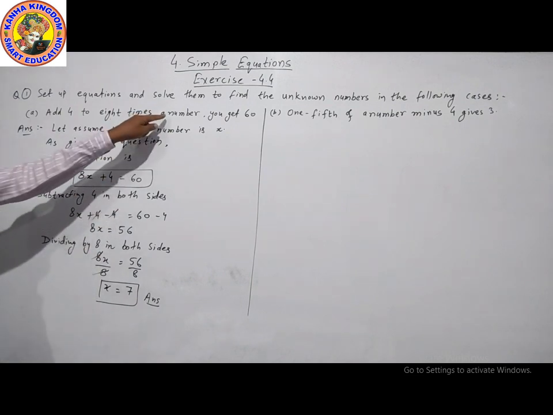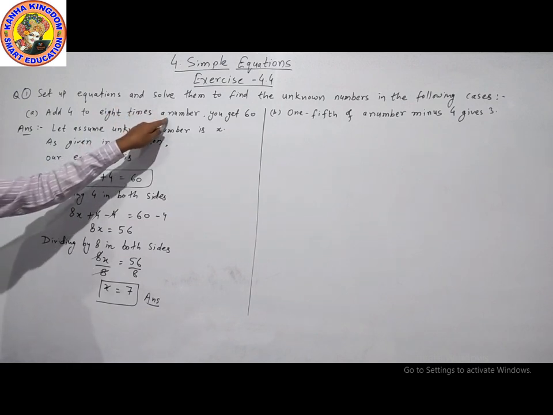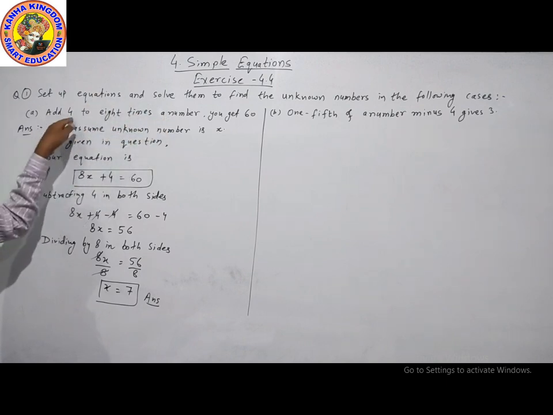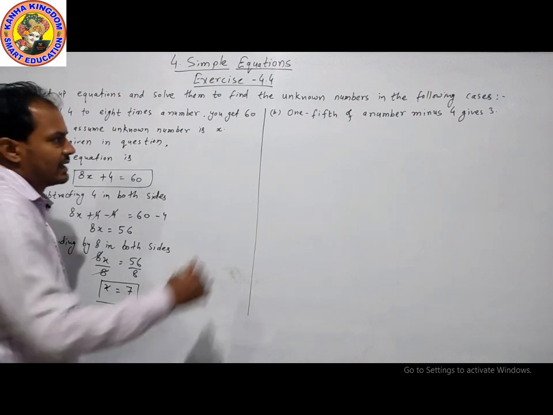Now we will place the value of the number, 7. 8 times 7 is 56, add 4, 60. You get 60. So our answer is correct. Now taking the second one.